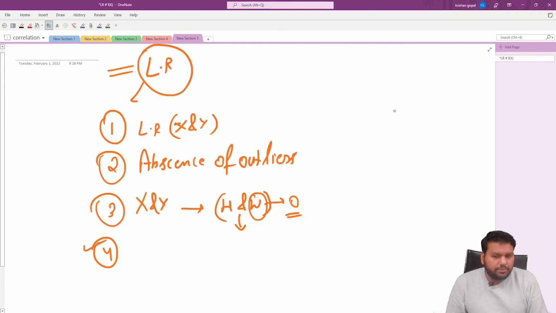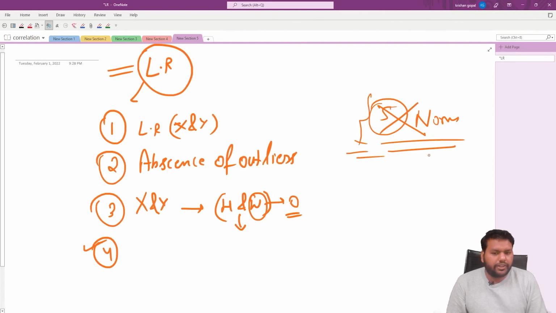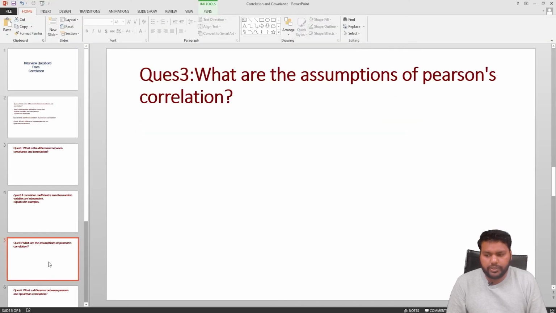I know there is a fifth assumption also, normality, but it has some contradictions, so there is no need to tell this assumption in the interview. We should always be on the safe side in the interview and tell the ones which have no contradiction. So this is the third question we have also covered. I hope it's clear to you.